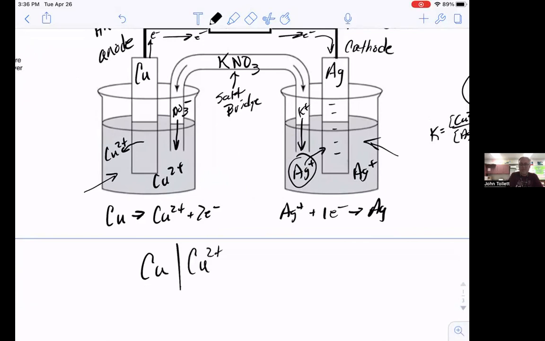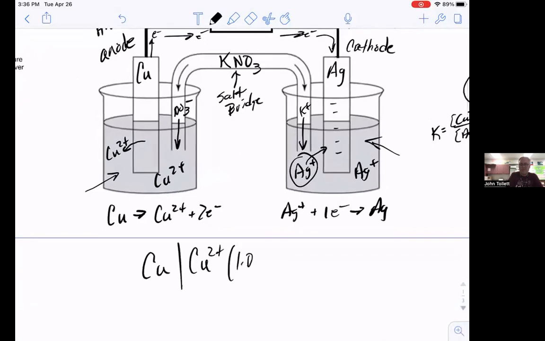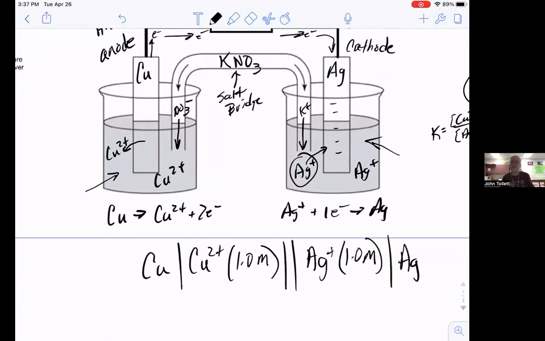Had they told us what that concentration was, I could have put in 1 molar or 0.1 molar or whatever it was. And then I had silver ions, right? Silver ions. And let's say that I needed the concentration of those as well. You don't have to write them if they don't tell you what they are, but if they did, that's how you would write them.